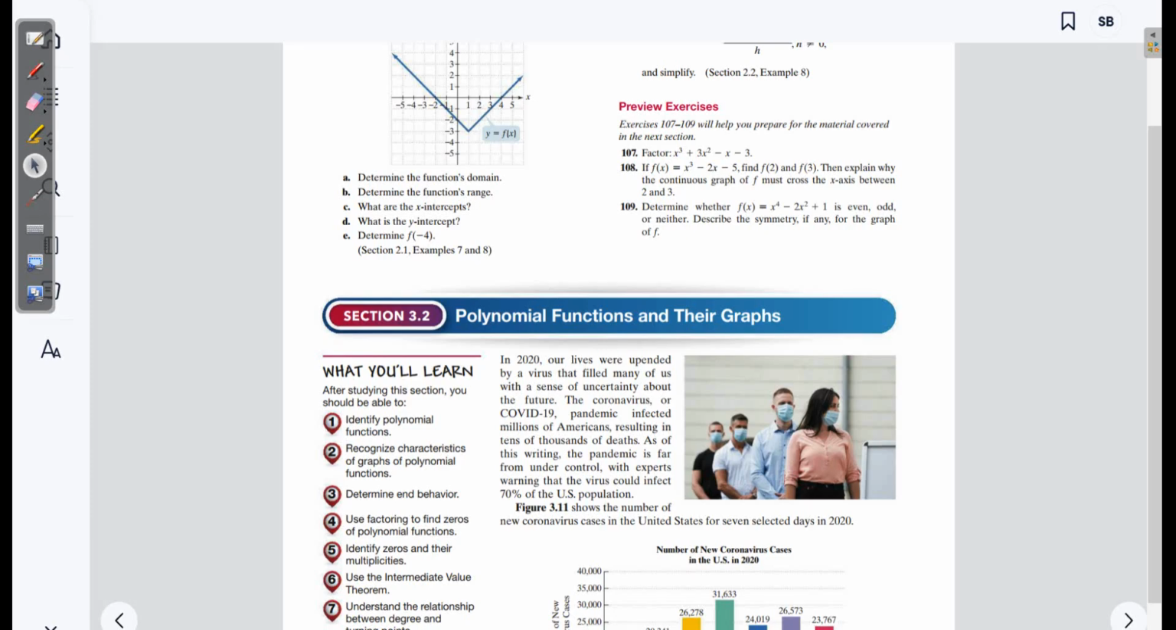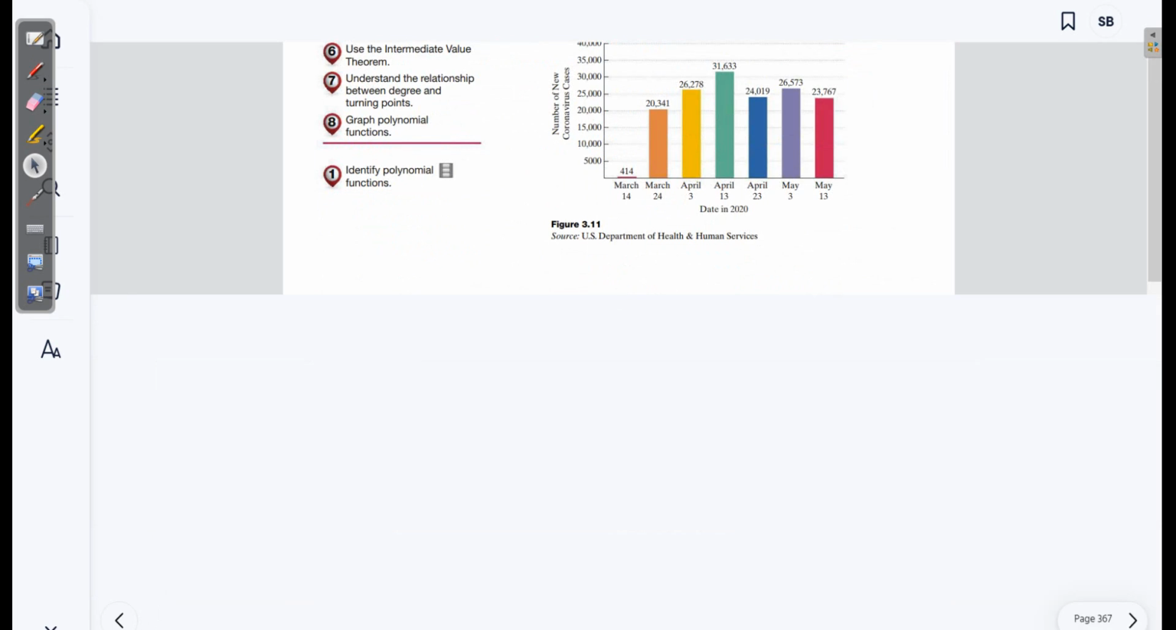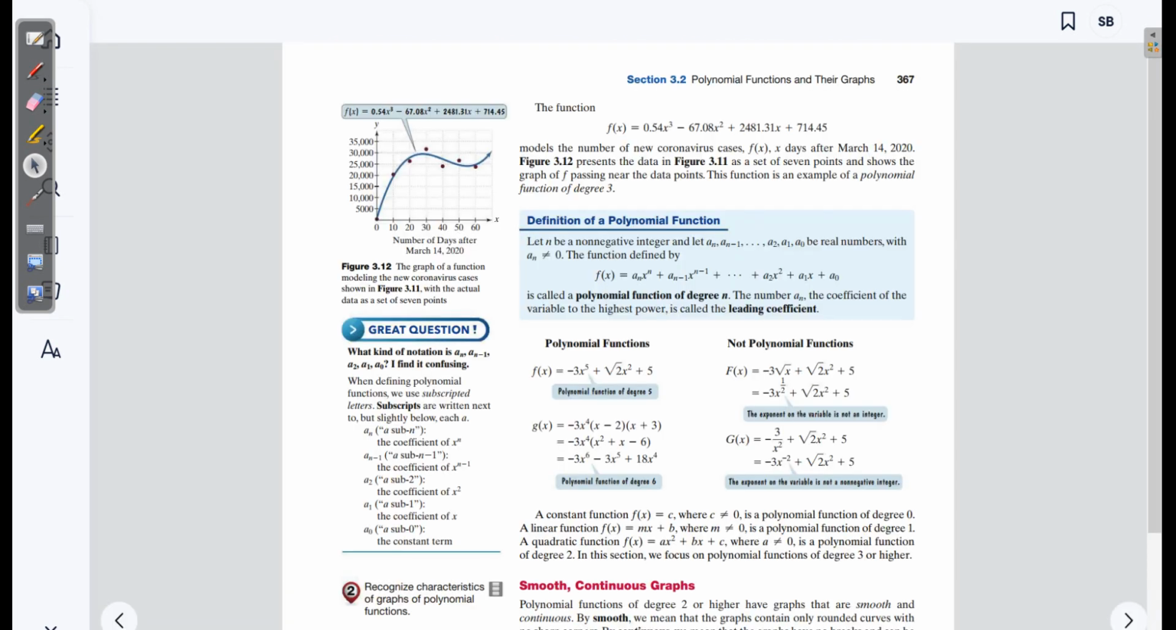Okay, so today we're talking about Chapter 3, Section 2, Polynomial Functions and their Graphs. We've talked about parent functions and transformations of functions, but there are also other parts of functions that we need to talk about, and that's basically their behavior. So first of all, let's talk about the definition of a polynomial function.